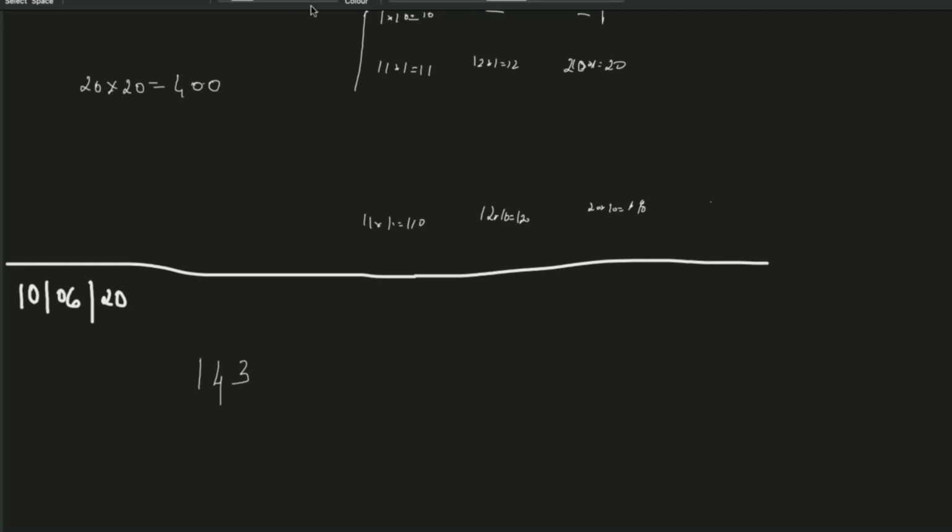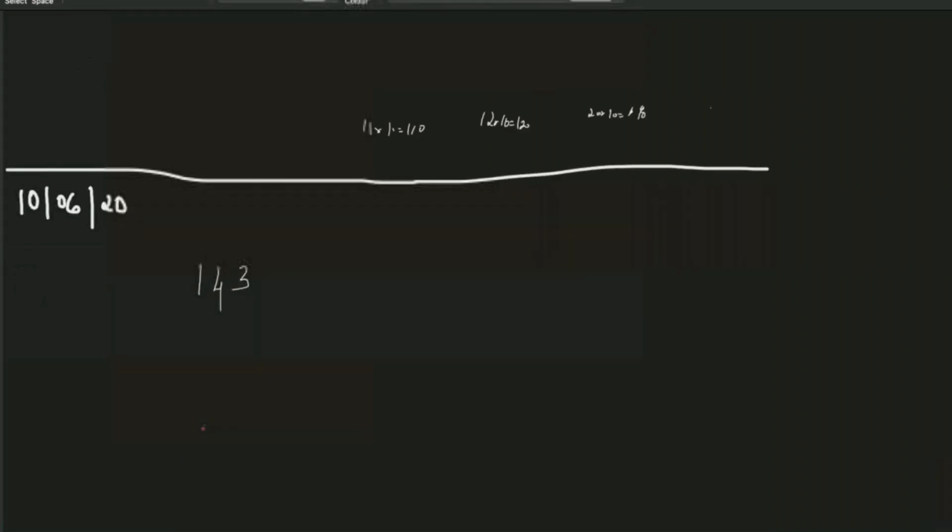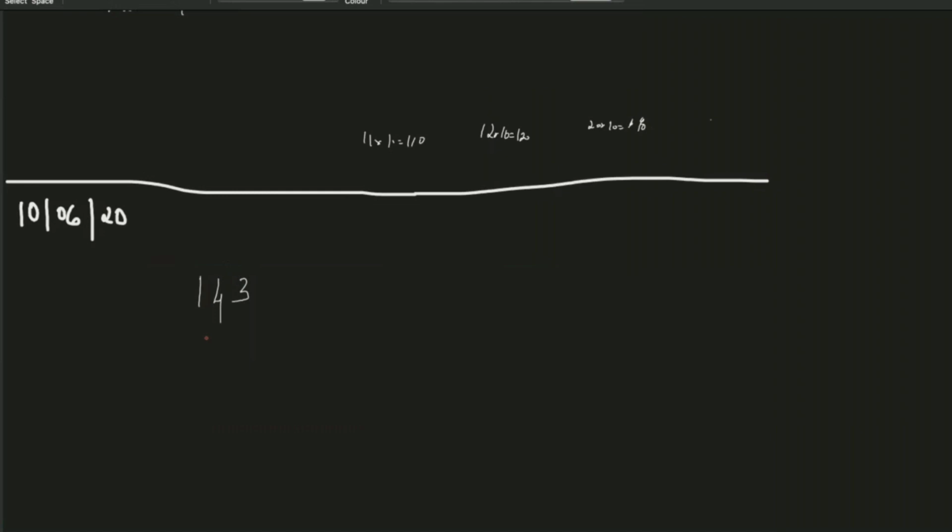So now what I do is something like this. For this 143, I'll be taking this number part by part. I'll be taking this 3, and I'll be taking this 4, and I'll be taking this 1.